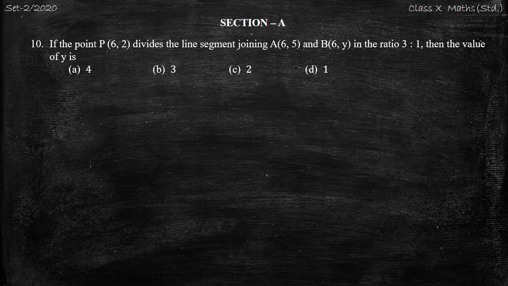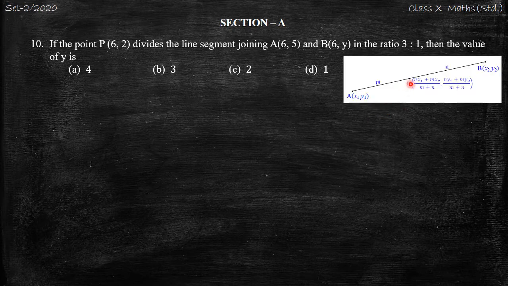Okay, next question. If the point P(6, 2) divides the line segment joining A(6, 5) and B(6, y) in the ratio 3:1, then find the value of y. This question is related to the section formula. As you know, if the point P divides AB in the ratio m:n, then the coordinates of P are like this. Here we need to find the value of y, so equate the y value of point P to the formula. Then we will get y equal to 1, so the answer is option D.